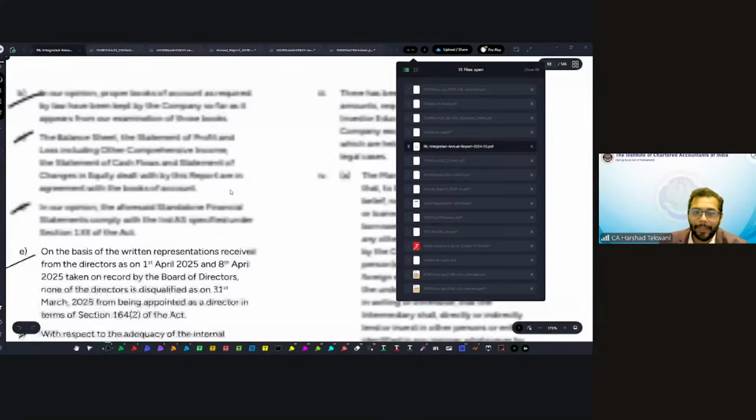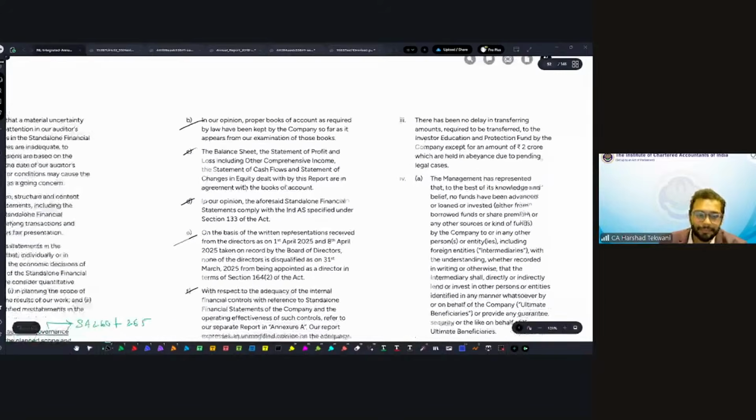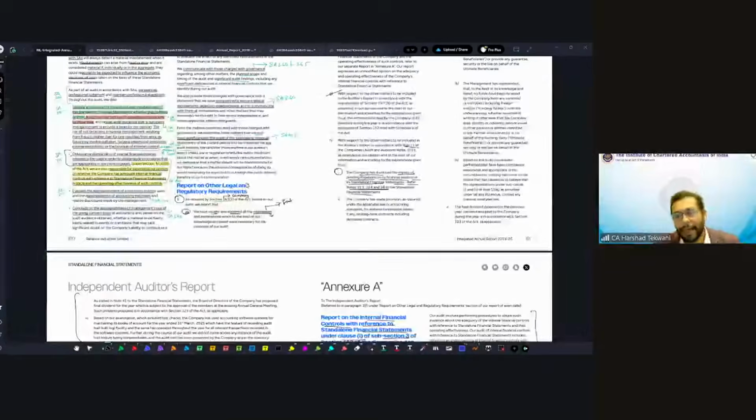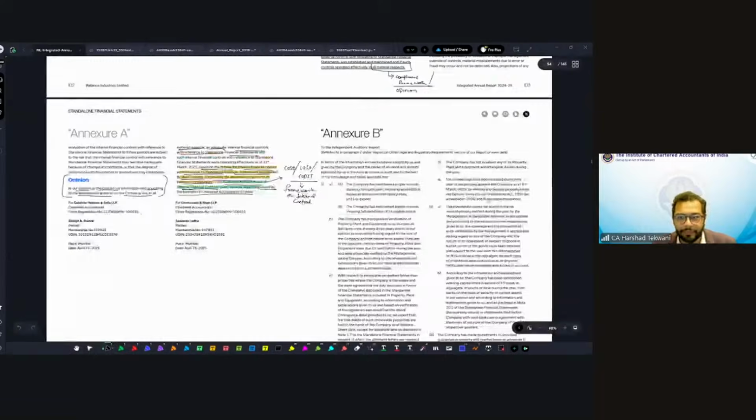But as Sanjay advised, for consolidated financial statements CARO is not applicable except for one clause. Only one clause is applicable. I will not say it is not applicable; rather, one clause is applicable.